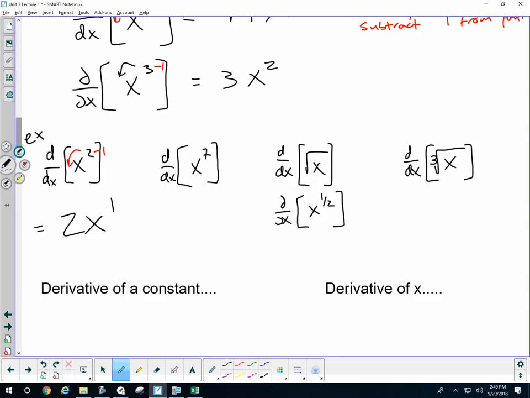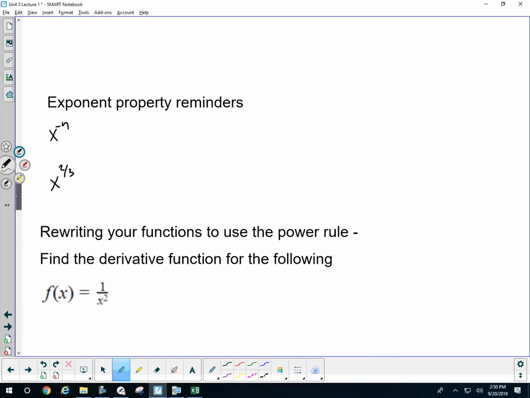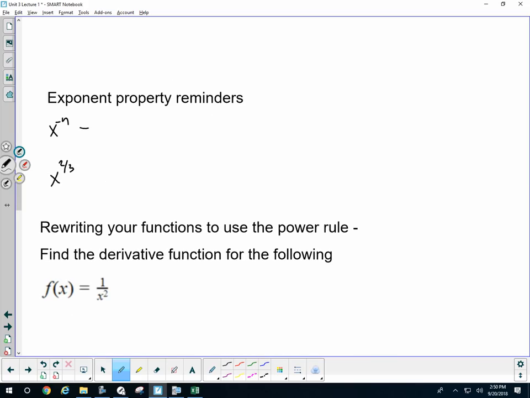So I could do the power rule with a square root. I could bring the 1/2 down and then subtract 1, giving me 1/2 x to the negative 1/2. Now, I will remind you of some exponent rules. If you go down here, we should remember that x to the negative n can be written as 1 over x to the positive n.